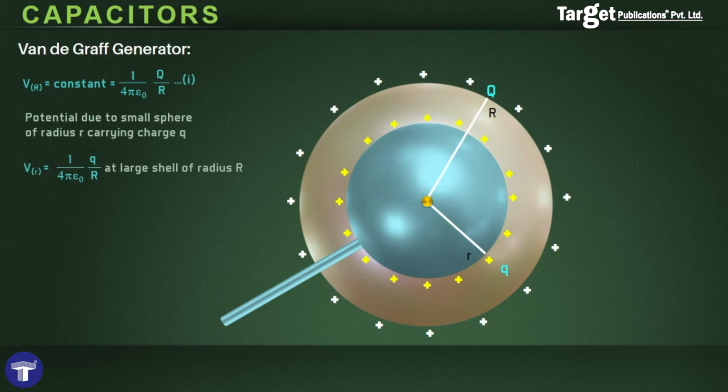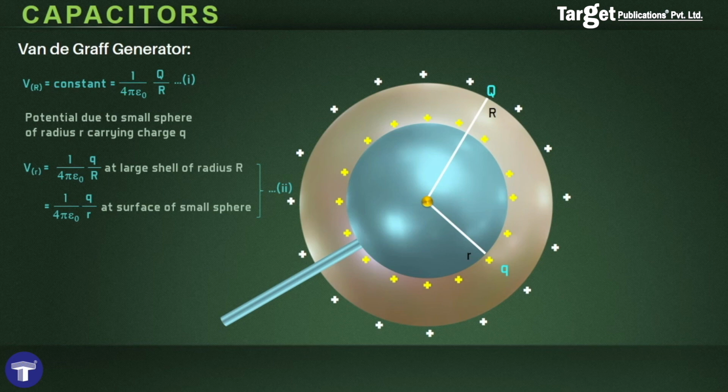We can also write down the potential due to the smaller sphere at a point on the surface of the smaller sphere itself. In this case, the potential will be the same as the center potential of the smaller sphere. Here, the potential will be 1 upon 4 pi epsilon naught Q by small r, because small r is the distance between any point on the small sphere and its center.